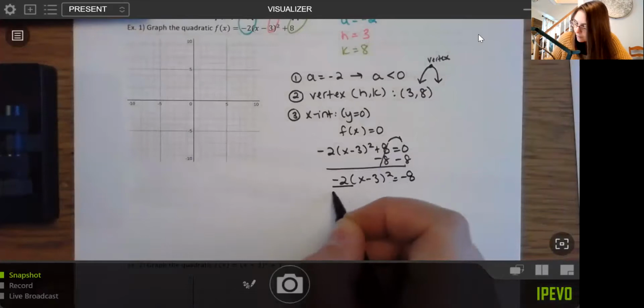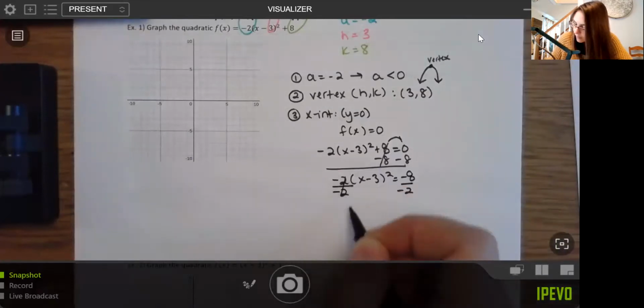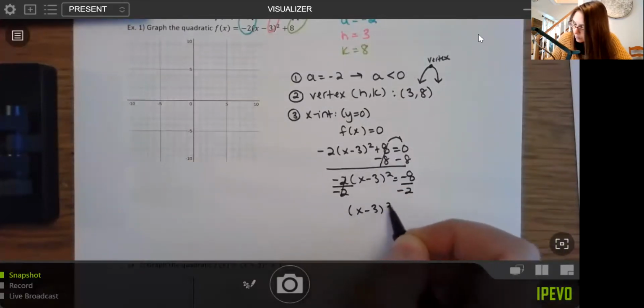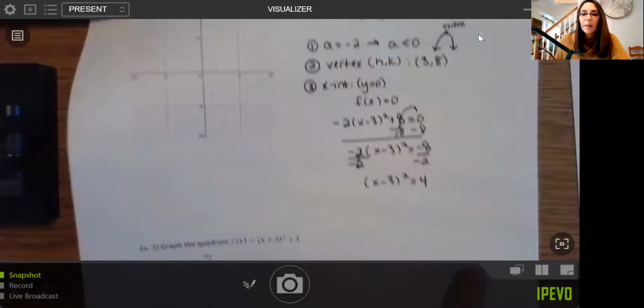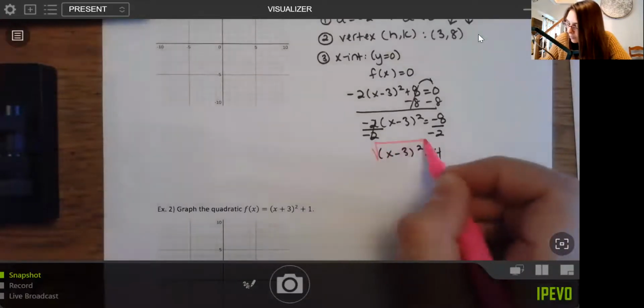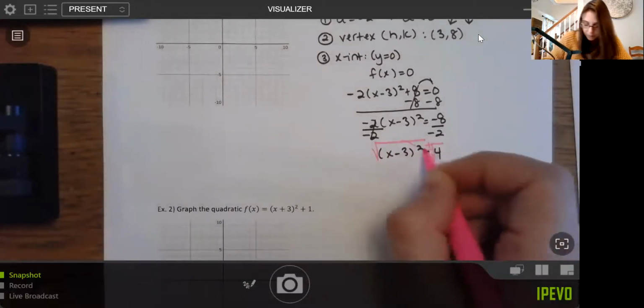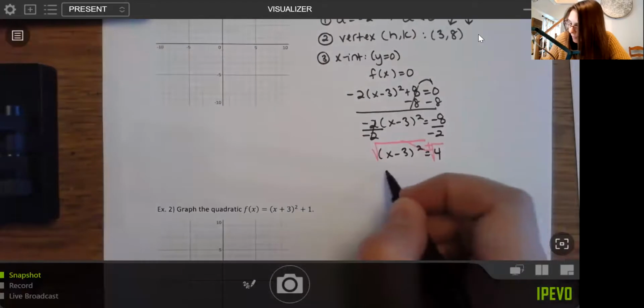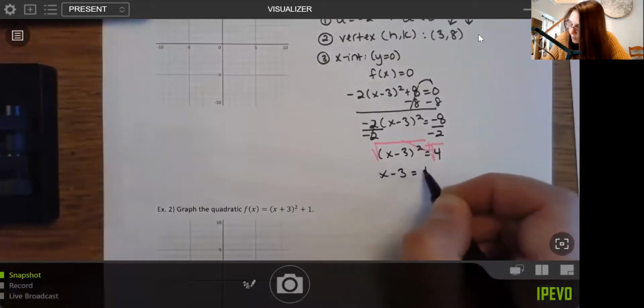And then I'm going to divide by the value out front. So I have (x - 3)^2 = 4. Now remember that the square root property says that you can take the square root of both sides, and you just can't forget you do need a plus or minus there. So I have x - 3 = ±√4.